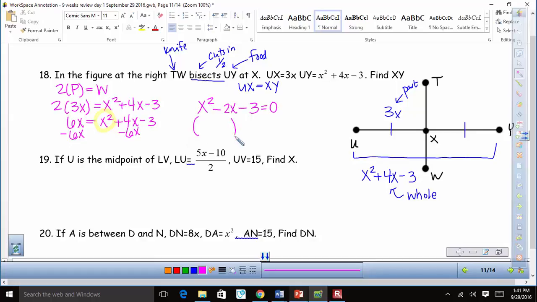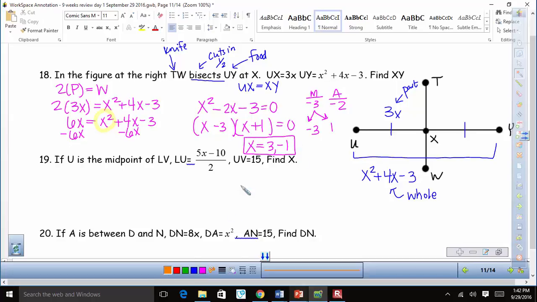What type of factoring is this? Trinomial shortcut. So go ahead and put your parentheses. What letter's going in the front of both? X. And then what multiplies to give us a negative 3 and adds to give us a negative 2? Negative 3 and 1. Does that work? Okay. So we're going to do negative 3, positive 1. So what should my x's equal? 3 and negative 1.